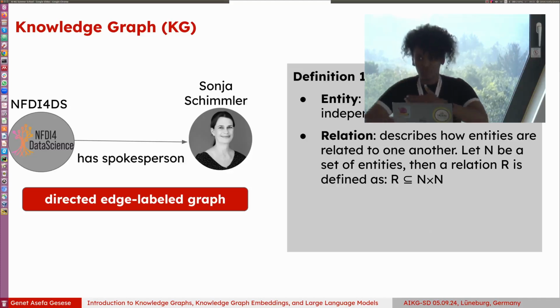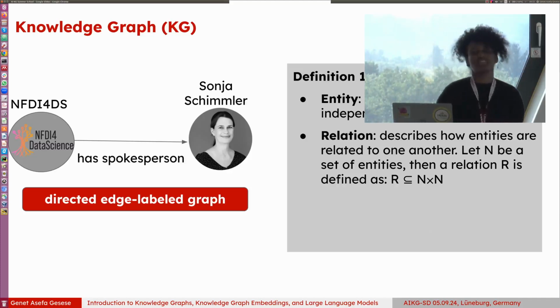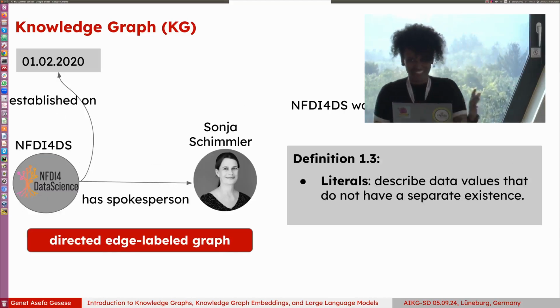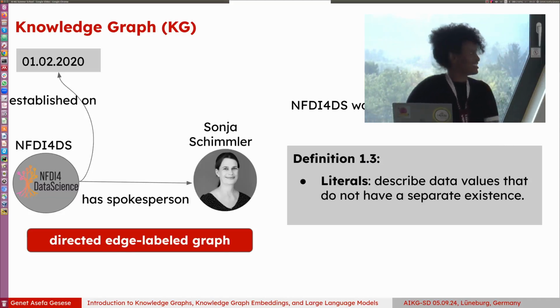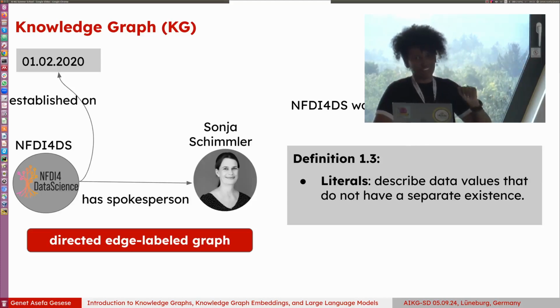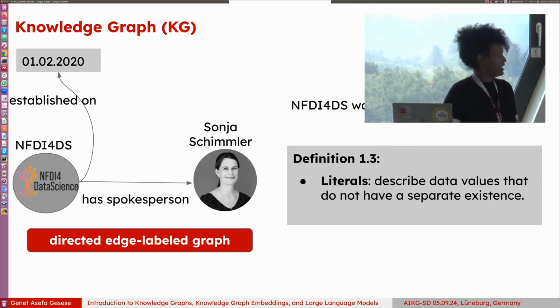Now, what else can I actually represent? We can have more and more information, right? Let's say I want to add one more sentence to it, which is: NFDI for data science was established on, this is a random date, okay, because I do not know when it was first established because I joined the project a bit later. So I just put there for this particular example, 1st February 2020. So now I want to add this to the knowledge graph.